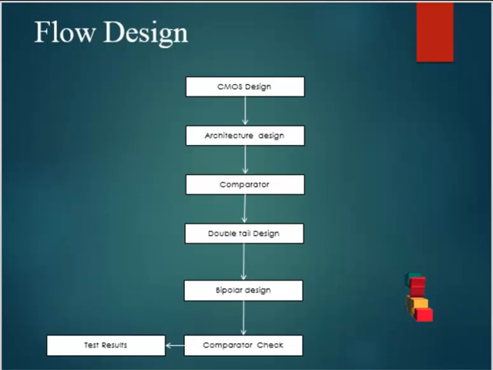After this process is completed, we go into the architecture design. In the architecture design we use NMOS and PMOS transistors. Next comes the comparator, a device that compares voltages or currents and outputs a digital signal. It has two analog input terminals and one binary digital output.